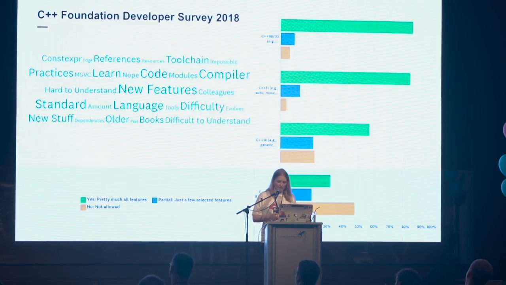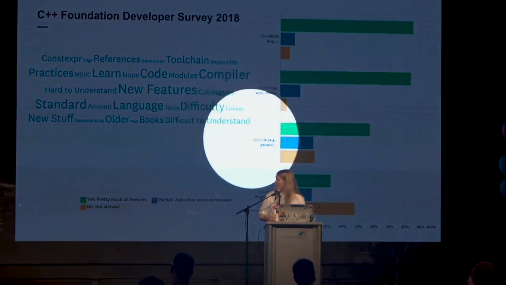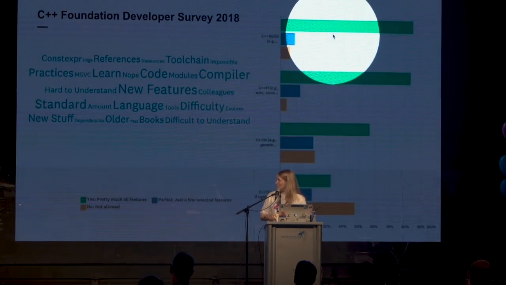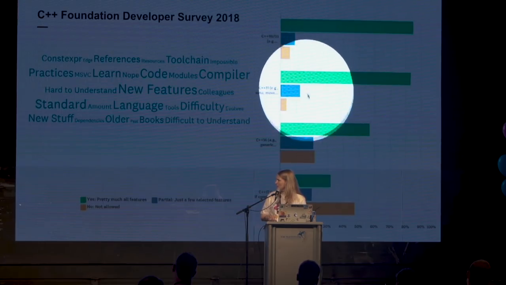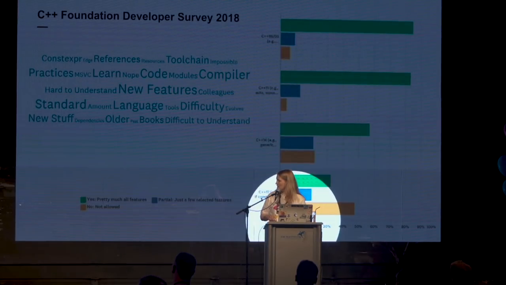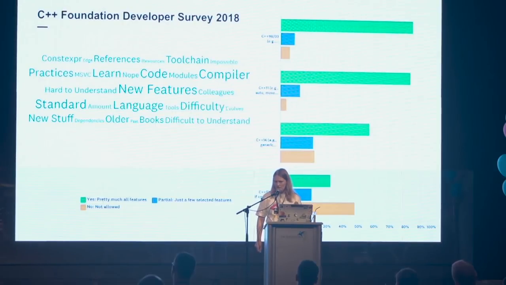So naturally, C++98 is mostly allowed, it's also fine with C++11, but if we come to C++17, it's mostly not allowed at all. That was the situation a year ago.